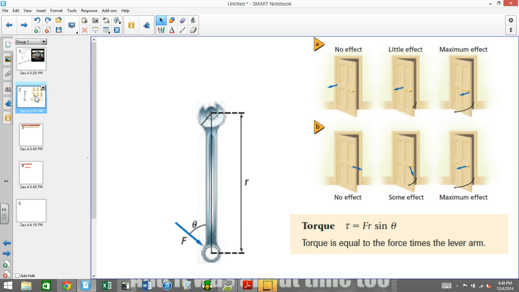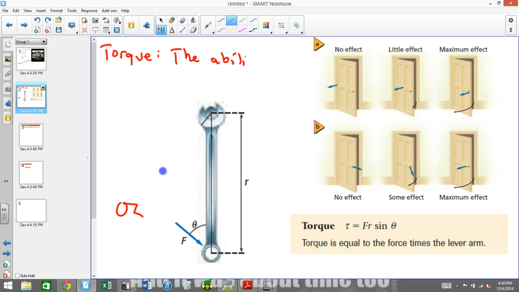So the actual definition of torque is the ability of a force to turn an object.